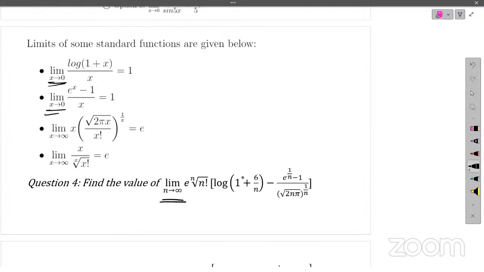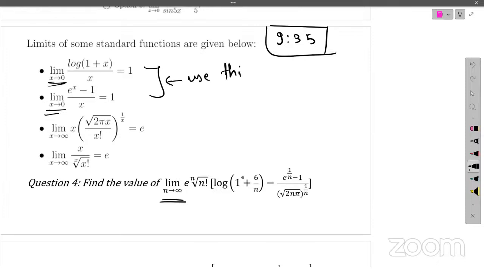I'll give you some time. Let's take it to be 10 minutes at least, because it's a lengthy question. So try to solve it up to 9:35. Okay. The first hint was just to convert these x going to 0 limits into x going to infinity, or try to figure out what you can do to use these two limits. Use this.